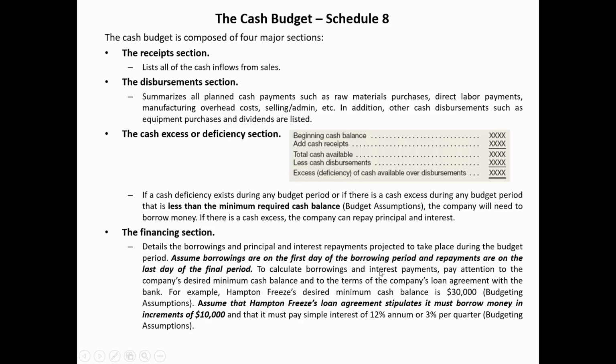To calculate borrowings and interest payment, pay attention to the company's desired minimum cash balance and to the terms of the company's loan agreement with the bank. For example, Hampton's desired minimum cash balance, if I remember correctly, is $30,000 from the budgeting assumption. Assume that Hampton's loan agreement stipulates that it must borrow money in increments of $10,000 and that it must pay simple interest of 12% per annum or 3% per quarter. Again, that's from the budgeting sheet.